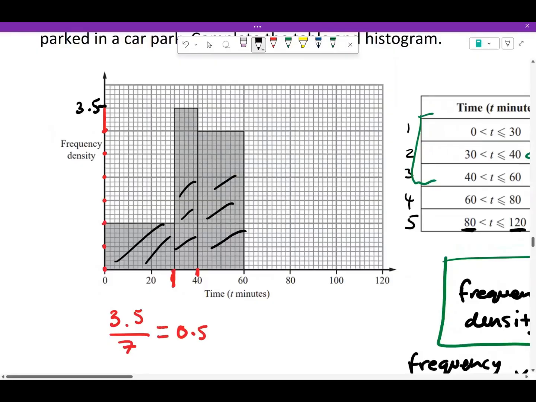So I know each big box is worth 0.5. So let's label that on my diagram, 0.5, then 1, then 1.5, then 2, this would be 2.5, and then this here would be 3, like that. So now we've got the full scale on my frequency density axis. So now let's consider which other bars I can get on my drawing.